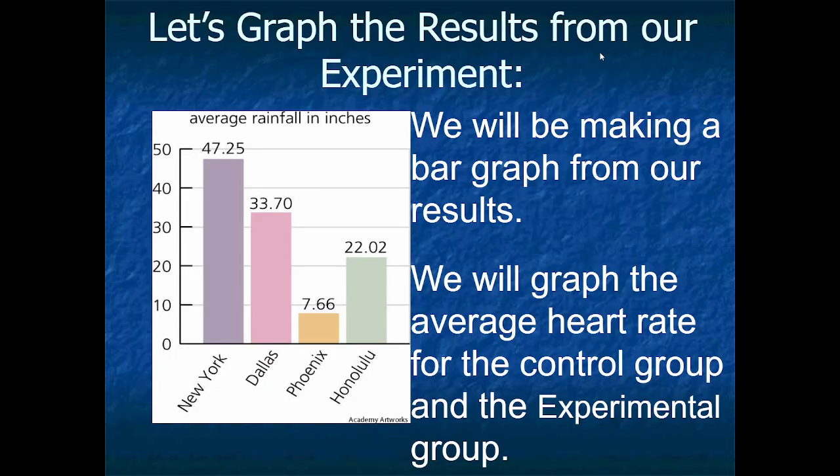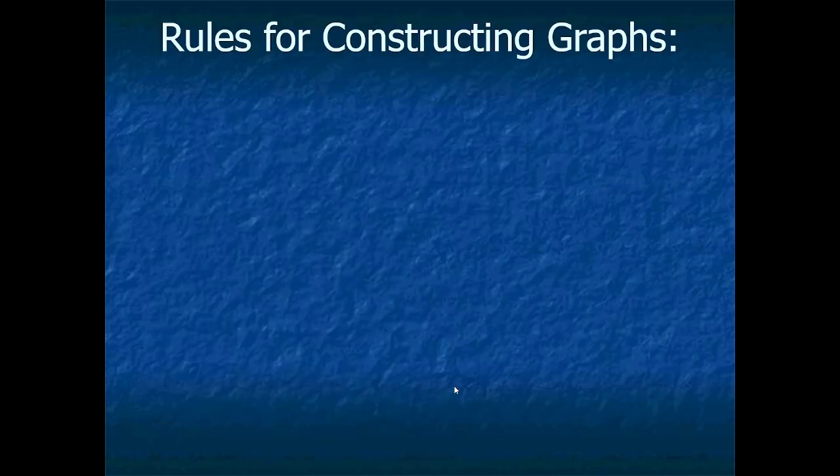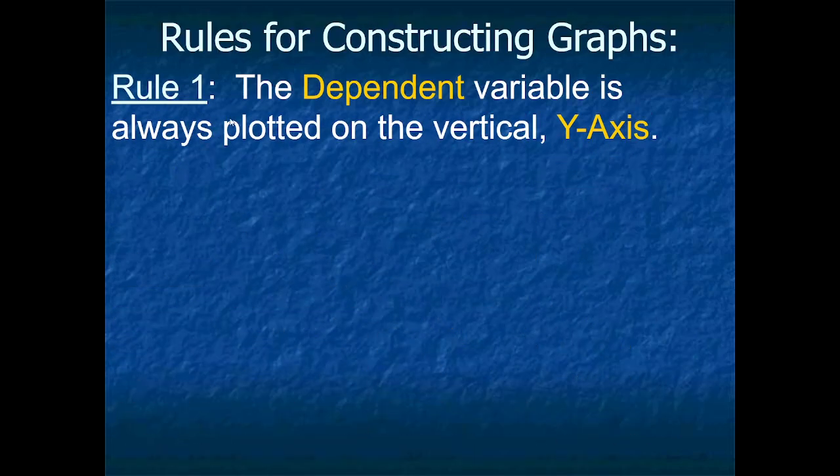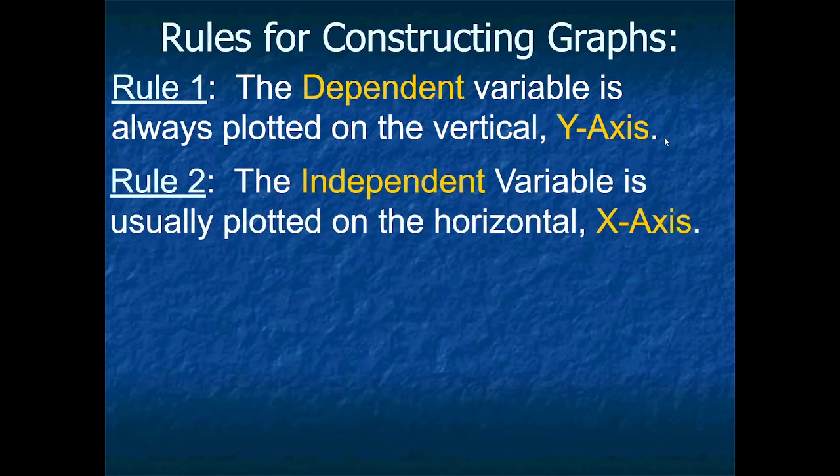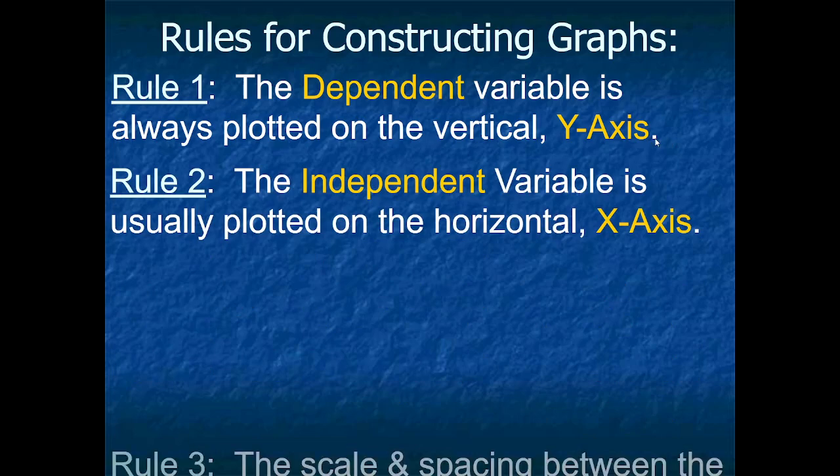Let's graph the results of our experiment. We will be making a bar graph from our results. We will graph the average heart rate for the control group and the experimental group, the y-axis and the x-axis. Rules for constructing graphs. Rule 1. The dependent variable is always plotted on the vertical y-axis. Rule 2. The independent variable is usually plotted on the horizontal x-axis.